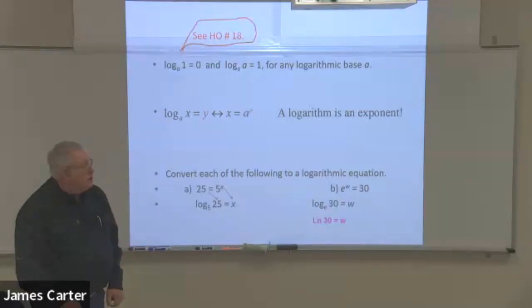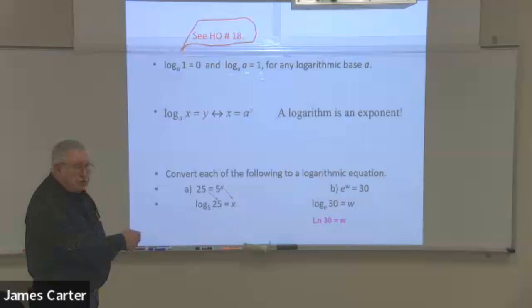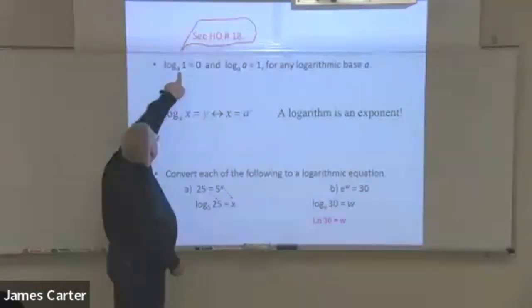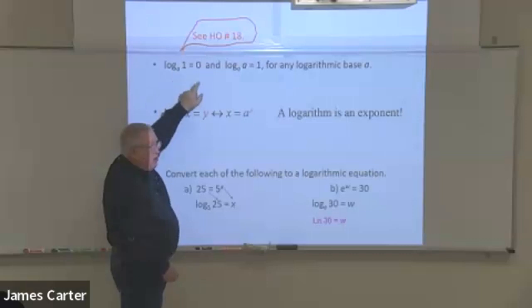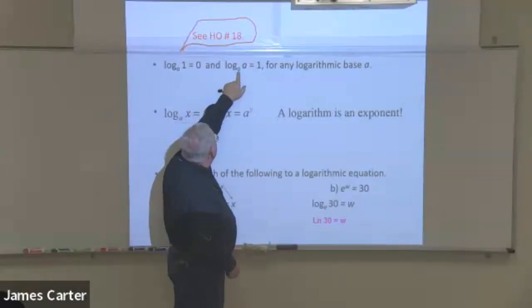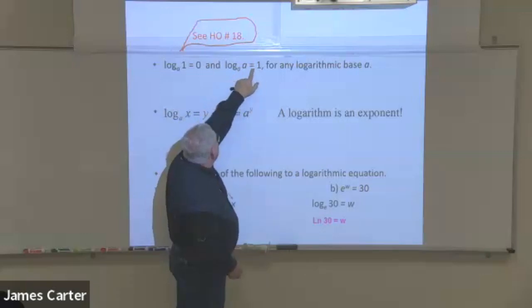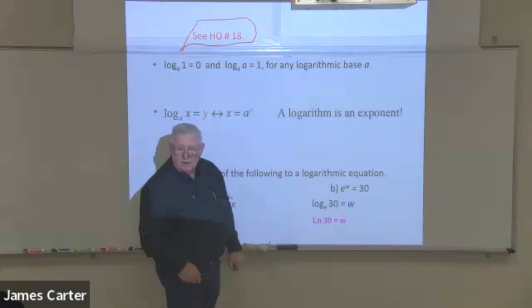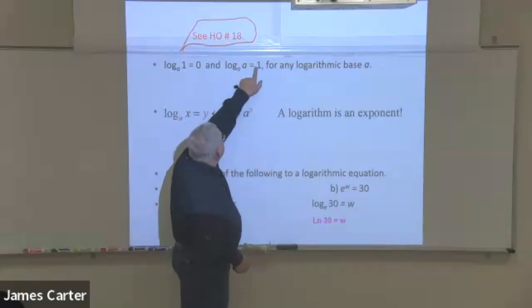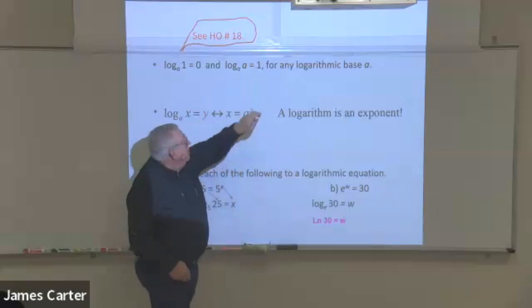That's on page 18. These 2 rules right here. Anything of 1 equals 0. Why? Because anything to the 0 power is 1. What about this one? Anything to the first power is itself. Okay, does that make sense? Anything to the first power is itself.